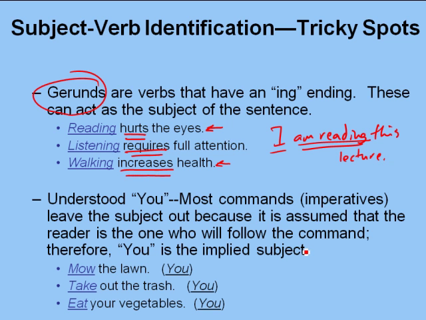Another one that's kind of tricky is when we have imperatives, and imperatives are commands. That's when we command somebody to do something. It's often the mother voice or the parent voice. So, mow the lawn. Clean up your room. That kind of thing. So, mow is my verb, and the person who's going to do the mowing, it's not the lawn. The lawn's not going to mow itself. It's you, whoever I'm speaking to, that's going to mow the lawn.